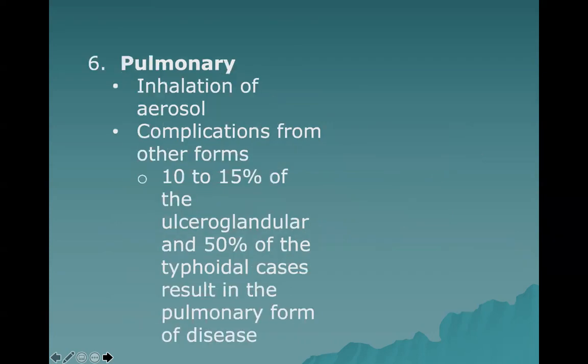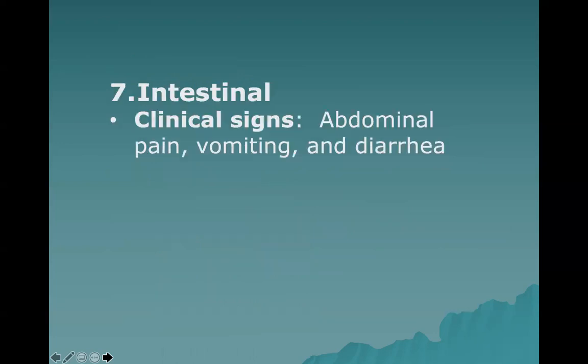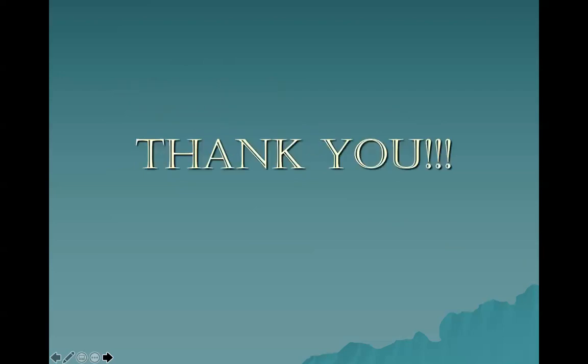Next, we have the pulmonary form, via inhalation of aerosol, or as a complication from other forms. 10 to 15% of the ulceroglandular and 50% of the typhoidal cases can result in the pulmonary form of the disease. Lastly is the intestinal form, which involves these clinical signs: abdominal pain, vomiting, and diarrhea. So that's the last slide for the genus Francisella.